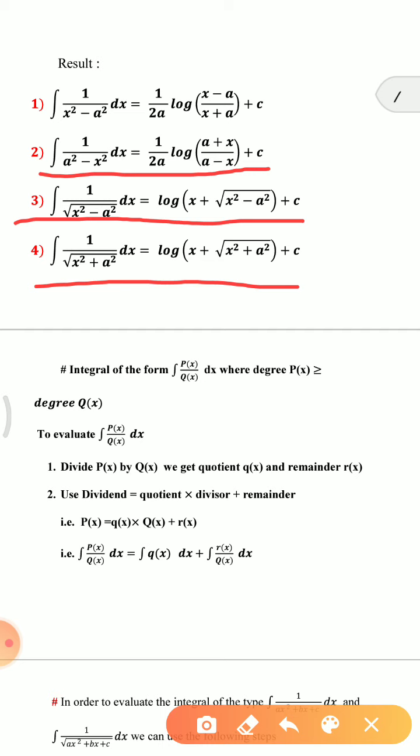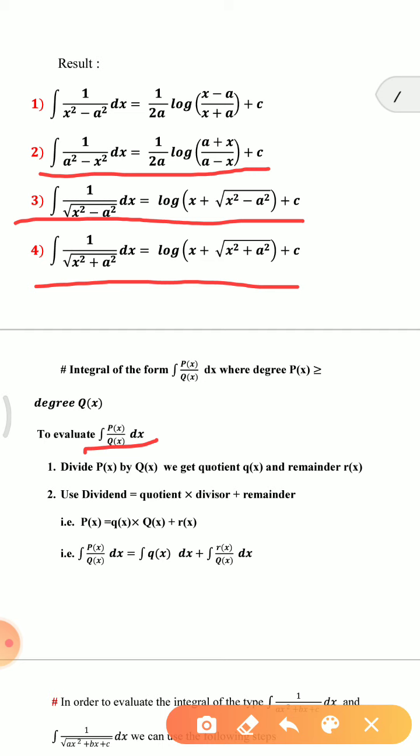Next, see the type of integration of the form p(x) upon q(x), that is, the integration of quotient form where the degree of p(x) is greater than the degree of q(x). To evaluate the integration of p(x) upon q(x), divide p(x) by q(x), we get the quotient and remainder r(x), and we have to use the formula.